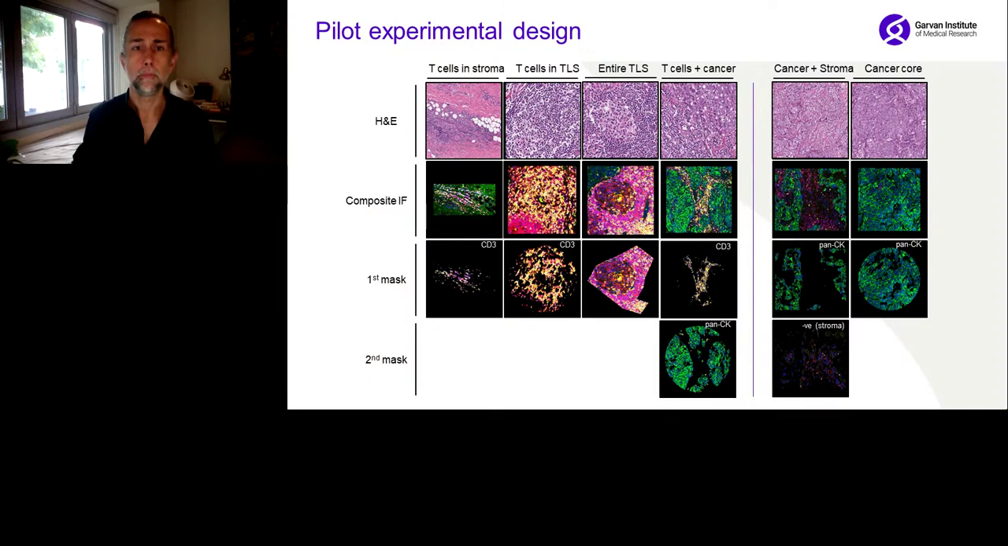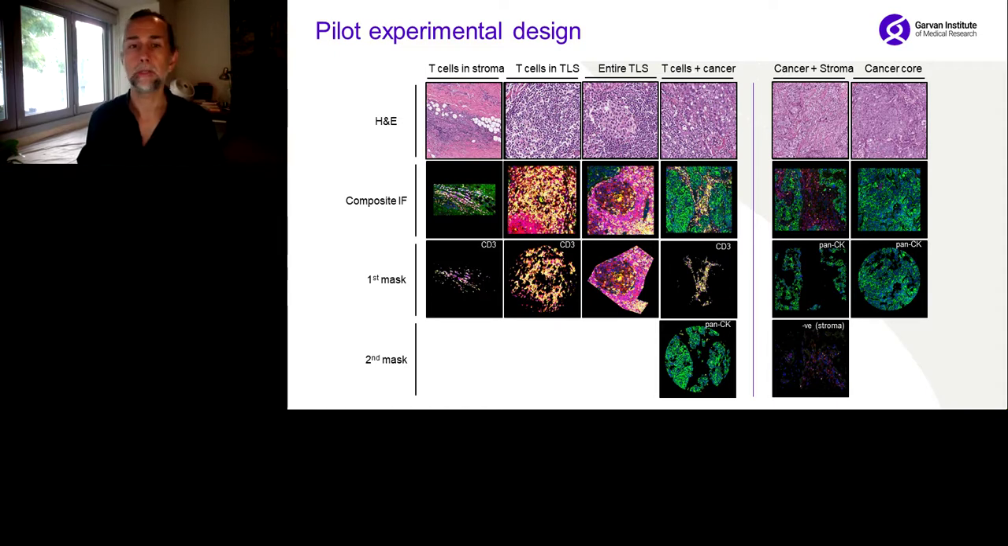So this is the experimental design we're using. We're interested very much, as I mentioned, in T cells and in understanding the way that the T cell's microenvironment affects their biology. By using a combination of the composite immunofluorescence and the H&E stain, we're able to select T cells residing in the stroma, nowhere near cancer cells. We can find T cells in tertiary lymphoid structures. We can capture either them on their own or the entire tertiary lymphoid structure.